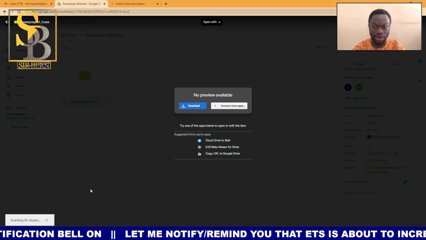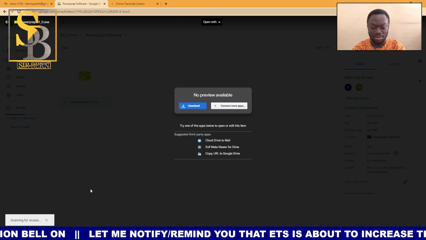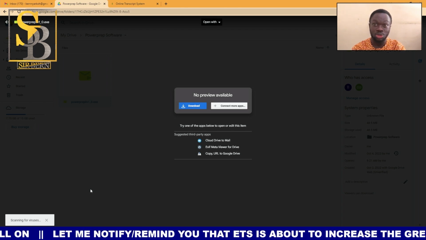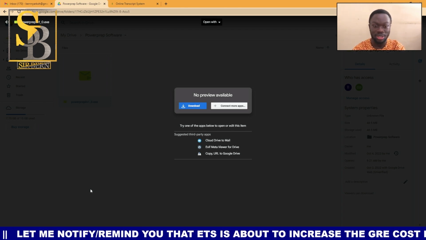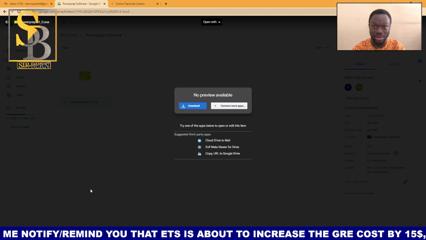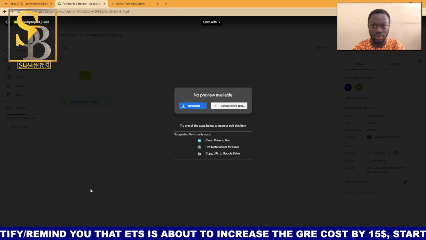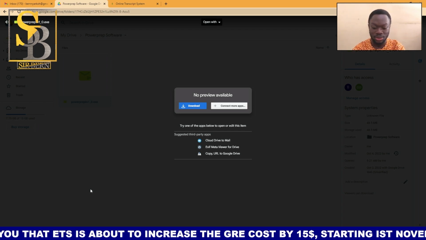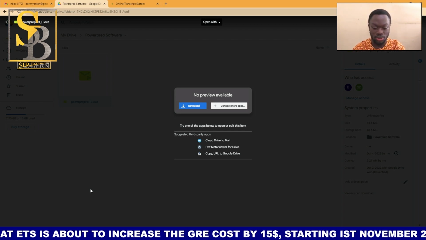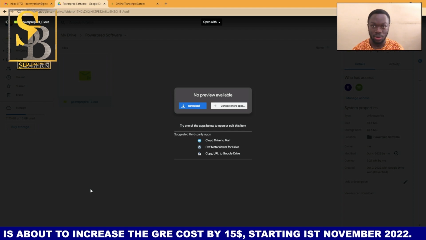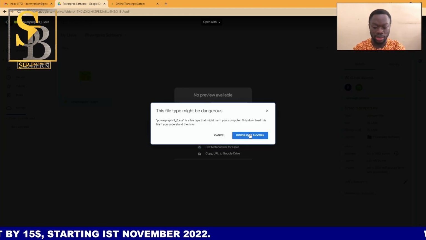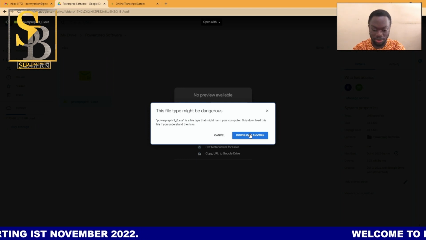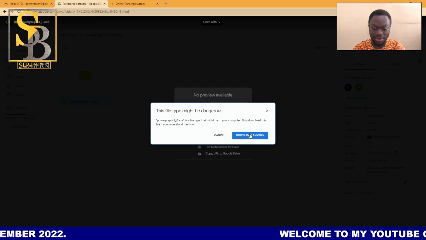So they are scanning for viruses. If you don't trust the source or something, they'll give you some options, but just go to download anyway. I'm taking you through so that when you see these challenges, you will know how to get around this hurdle. So download anyway, like I mentioned. The file type might be dangerous. Powerprep file is a type that might harm your computer. Only download this file if you understand the risk.